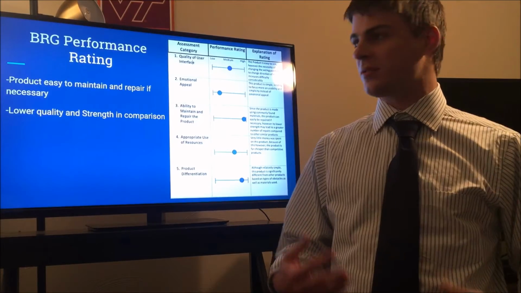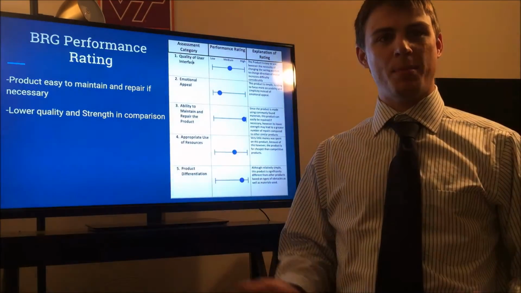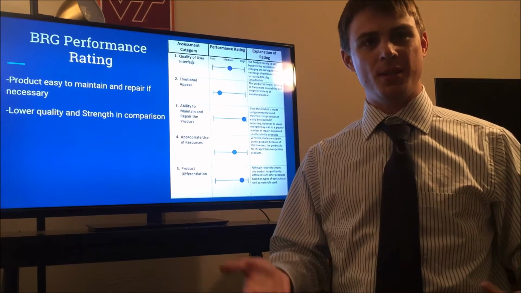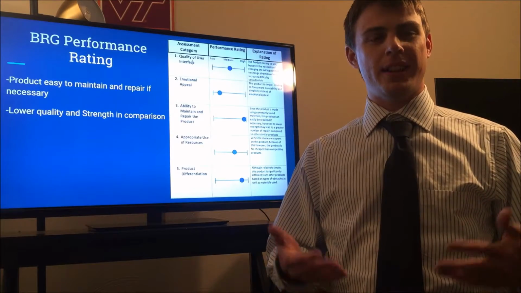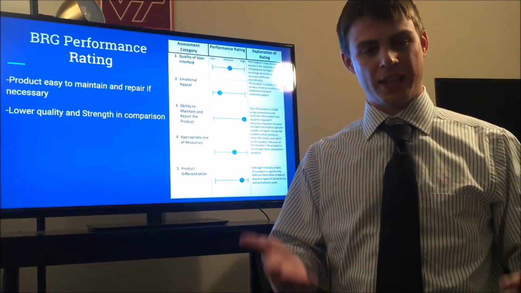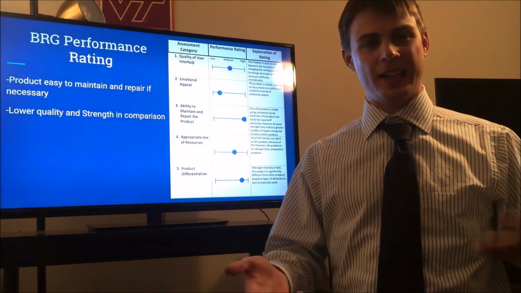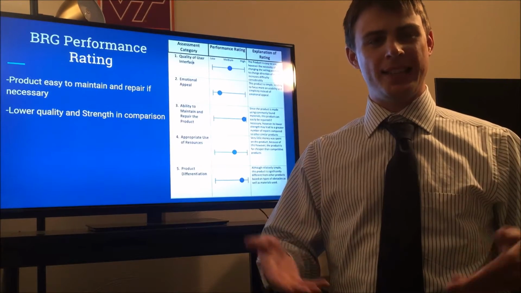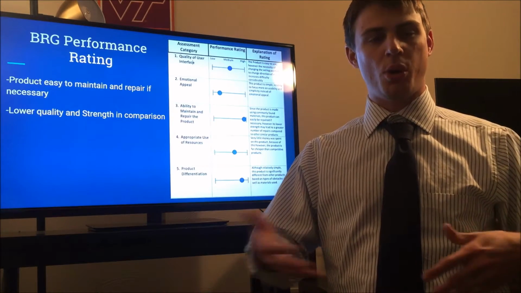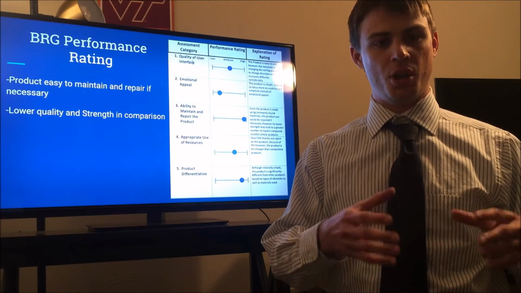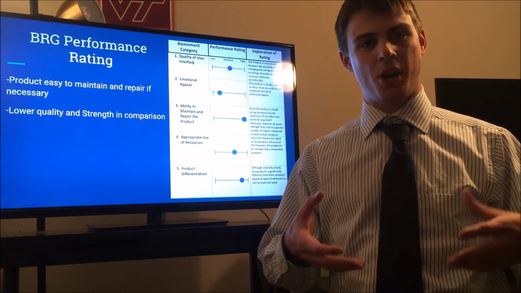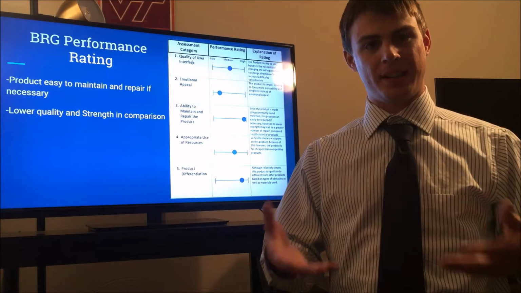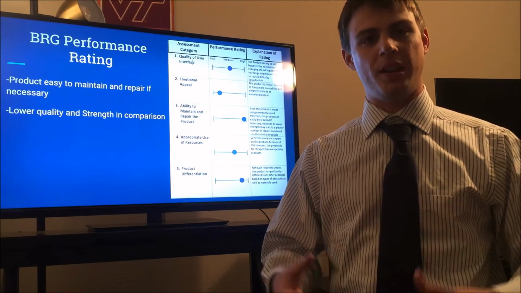We performed a quick performance rating on our BRG, and we came up with 5 different categories: quality of the interface, the emotional appeal, ability to maintain and repair the product, appropriate use of resources, and product differentiation. We came up with different ratings for each of that. One of the main things we found was this product is easy to maintain and repair because it uses low-cost materials, but due to this, however, it has very low strength and may break down more often than other ones. Therefore, this product leans towards the do-it-yourself type personality that likes to fix things and work on things themselves.